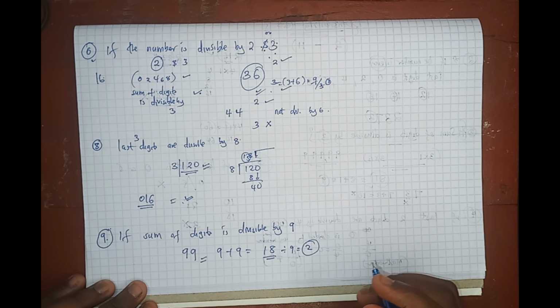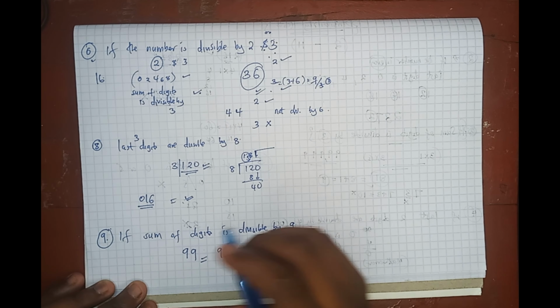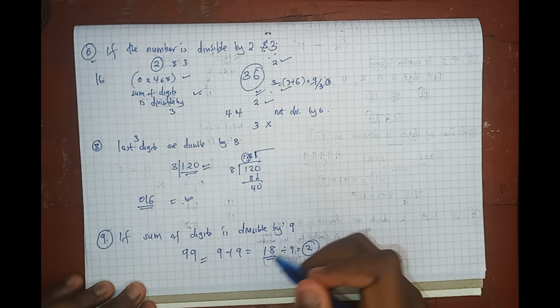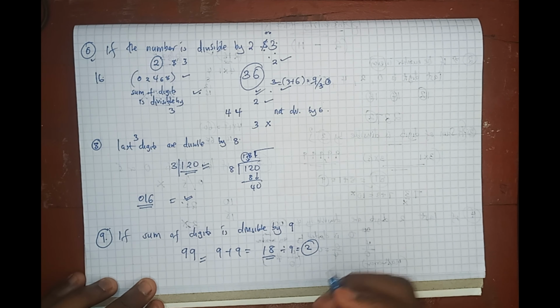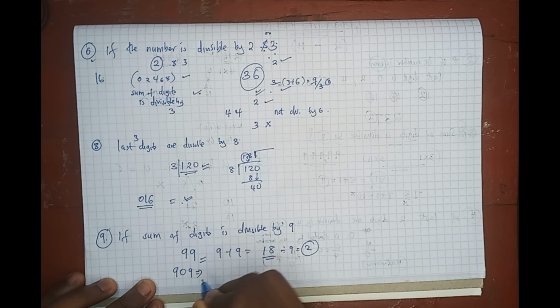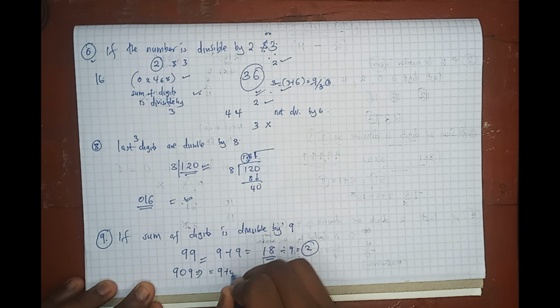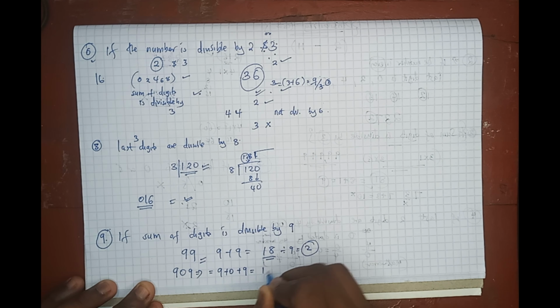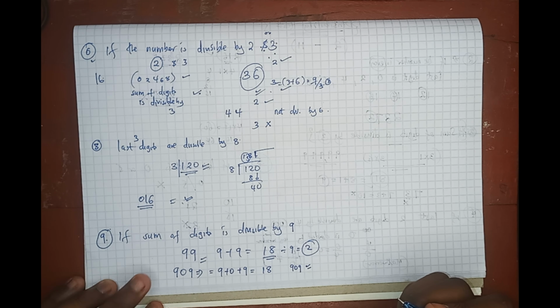So for a number to be divisible by 9, the sum of its digits has to be divisible by 9. Let's take simple examples, something like 909. So 9 plus 0 plus 9 is 18. 18 is divisible by 9, so 909 is divisible by 9. So you have to know numbers divisible by 9.